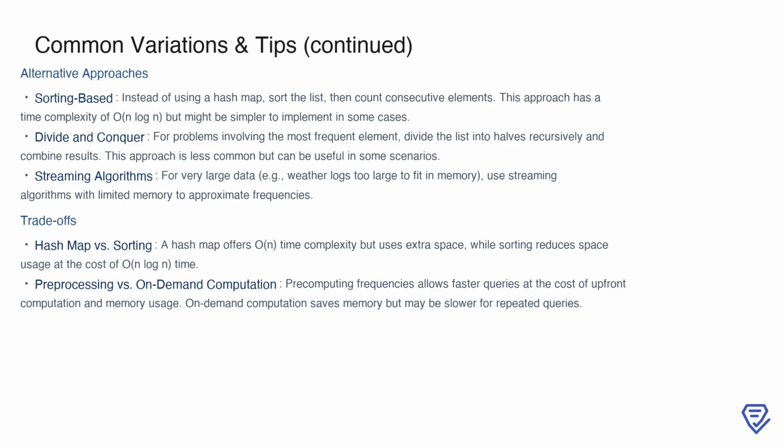However, each approach comes with its trade-offs. For instance, while hash maps provide O(n) time complexity, they require additional memory, whereas sorting reduces space usage at the cost of slower O(n log n) performance. You also need to consider whether to pre-process data or compute results on demand. Pre-processing frequencies allows for faster queries later but increases initial computation and memory usage. On the other hand, computing results on demand saves memory but can slow down repeated queries. Weighing these trade-offs is key to choosing the most appropriate solution for your specific constraints.